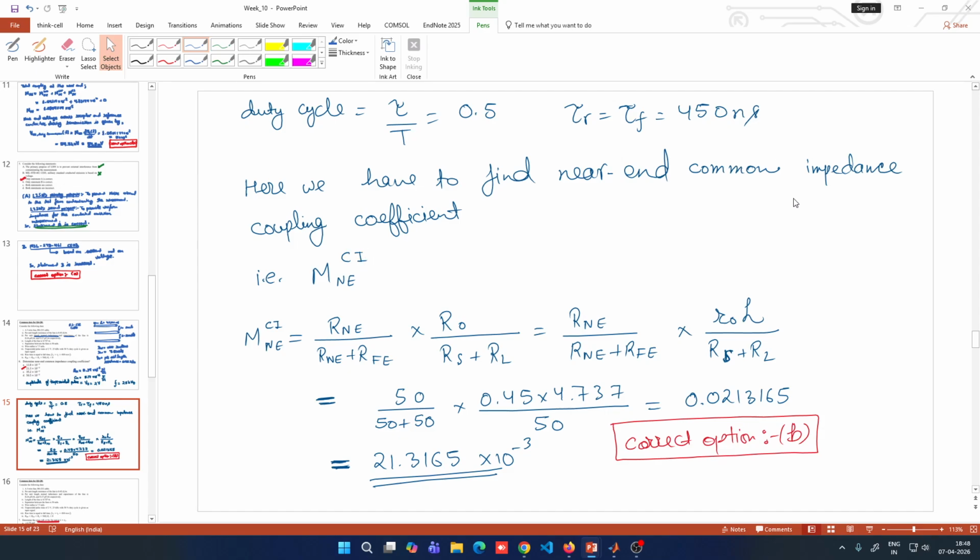So CI is the common impedance coupling coefficient. The formula is given here. This R naught, capital R naught, is the total resistance, but what is given in the problem is only the per unit length resistance. So we have to multiply R naught with the length of the wire. So this is a direct formula based question.